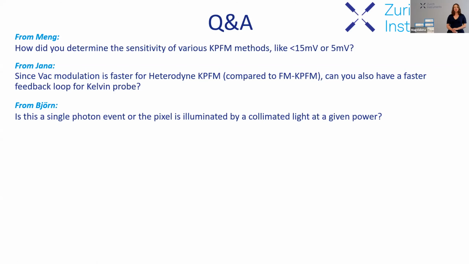He's asking about a single photon event, or is it a pixel illuminated by a collimated light at a given power? Yeah, actually we set the power of the laser in order to have a constant flux over the visible range. We send the laser directly on the sample. There is nothing, no optical stuff between the laser and the sample.